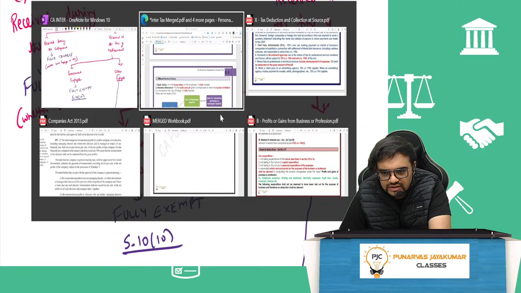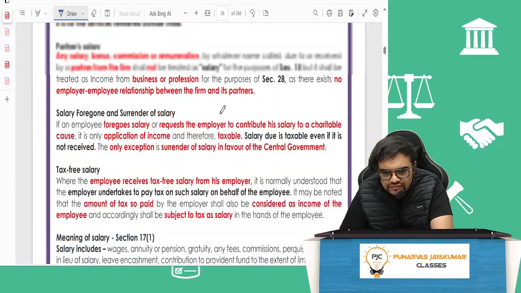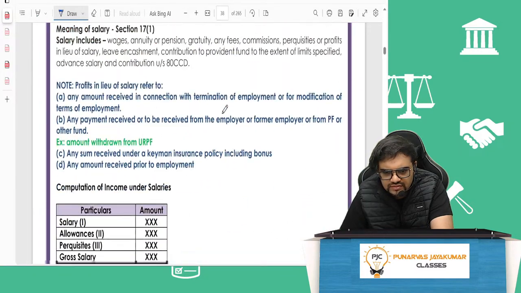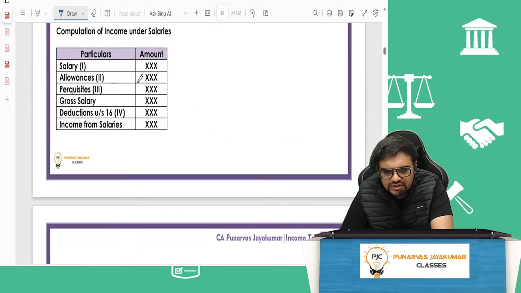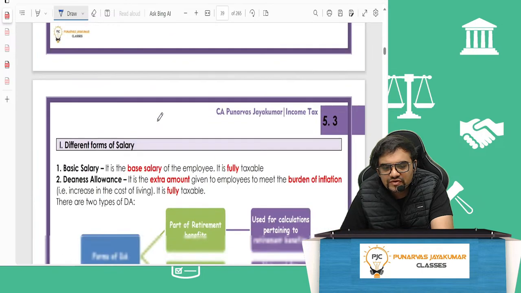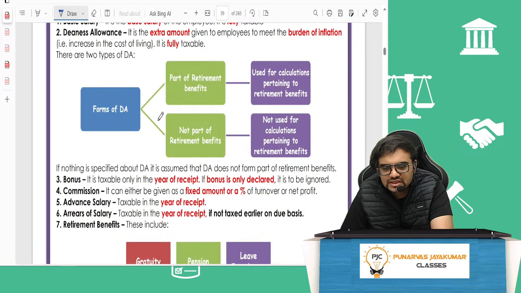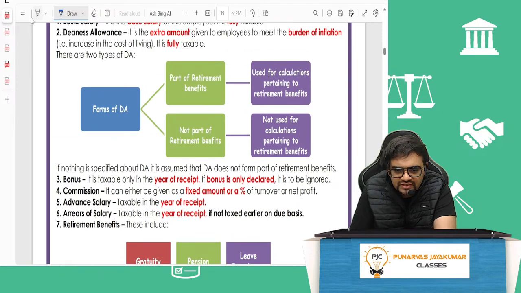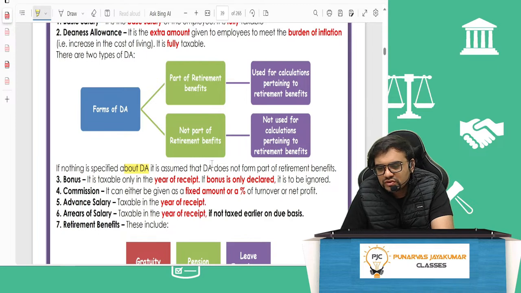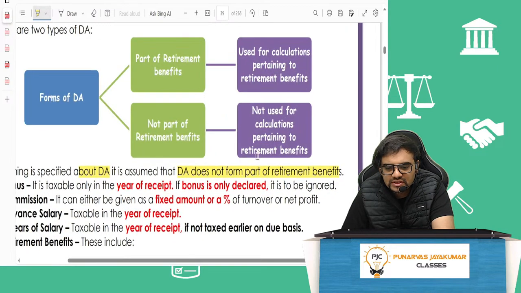Then if you see the different forms of salary, all this we have done, meaning of salary. These things: salary, allowances, perquisite, gross salary, deduction under section 16, and then income from salary will be the income from salary. Dearness allowance, as we have discussed already. If nothing is specified about the dearness allowance, what will you assume? That DA will not form part of retirement benefits, you can assume in the exam.